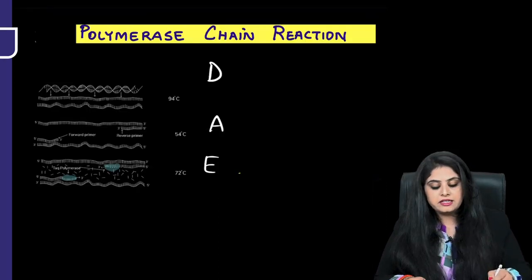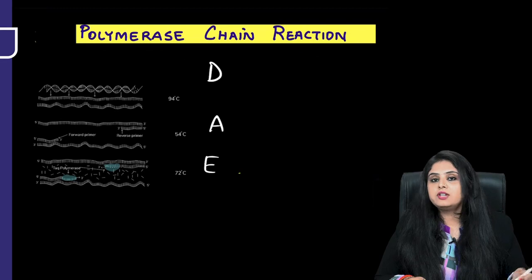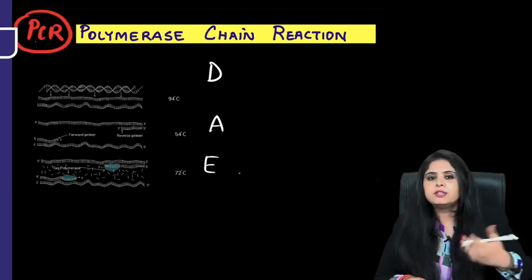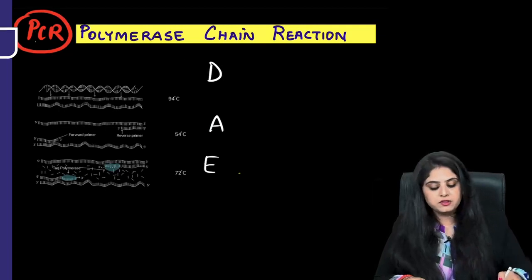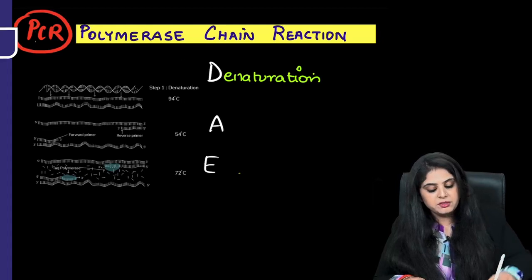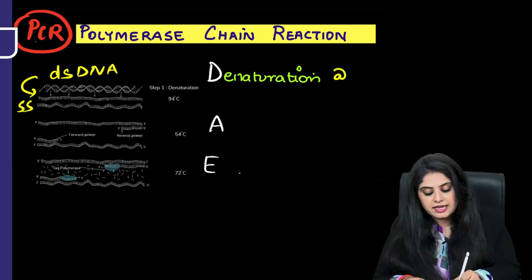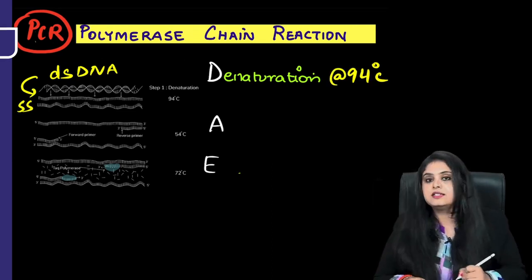Moving on to the next technique, everyone's favorite polymerase chain reaction, that is PCR, which comes to you as, they will not give you an image, but they'll give you the order. What are the 3 steps of polymerase chain reaction? The first thing is you have to separate the double-stranded DNA. From double-stranded, you have to make it single-stranded DNA. That is known as denaturation, and that is done at 94 degrees centigrade.